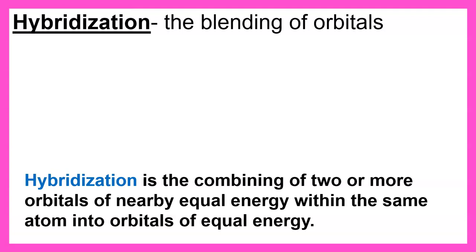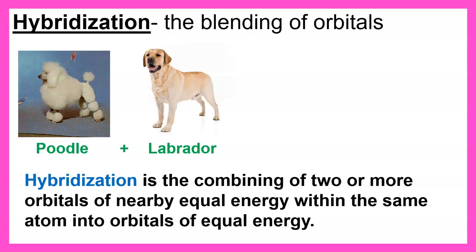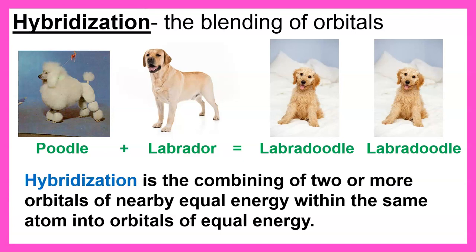The analogy that gets used for hybridization is something like this: if you take a poodle and you cross it with a lab, what do you end up with? You end up with labradoodle puppies. So we're combining two different things into something new that exhibits a little bit of the characteristics of both, but they're really their own new type of thing, right? New type of dog, new type of orbital.